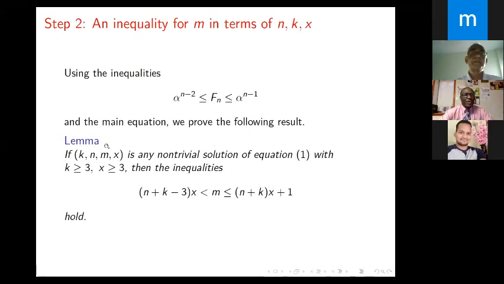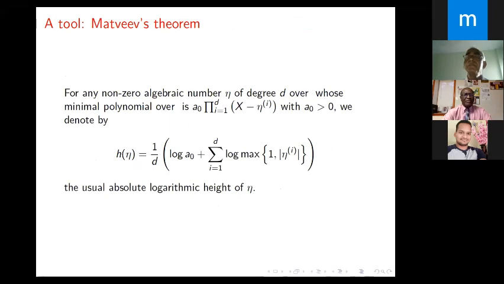So if the solution is not in the cases k equal to 1, 2, s equal to 1, 2, we consider k greater or equal to 3 and s greater or equal to 3. We can prove that using the identity that I have here, we have m between these quantities. So that is the first thing we have done. We determine an inequality between m and the other parameters.